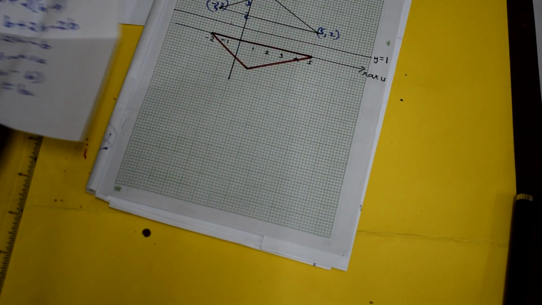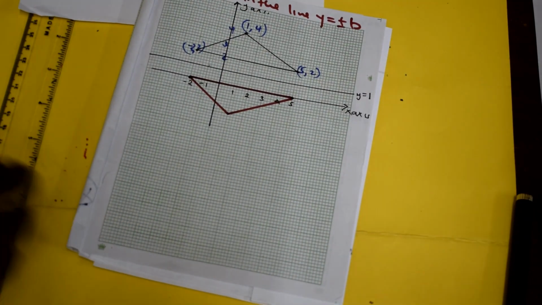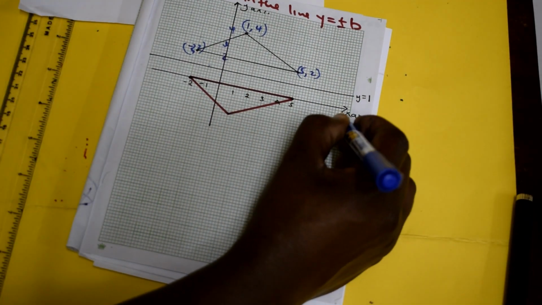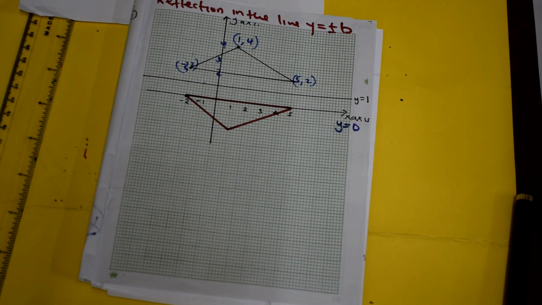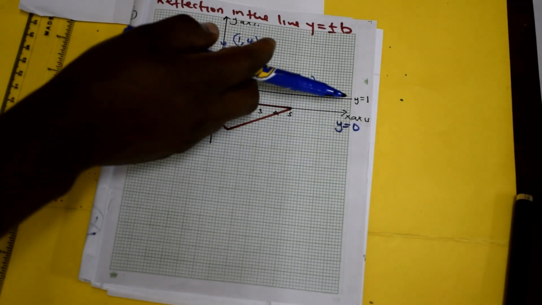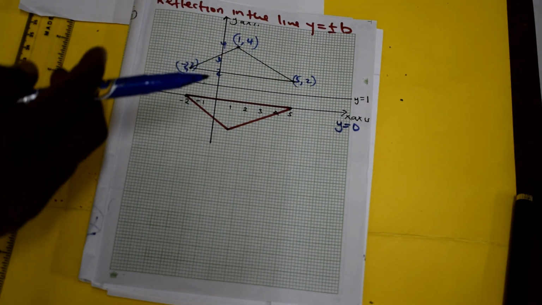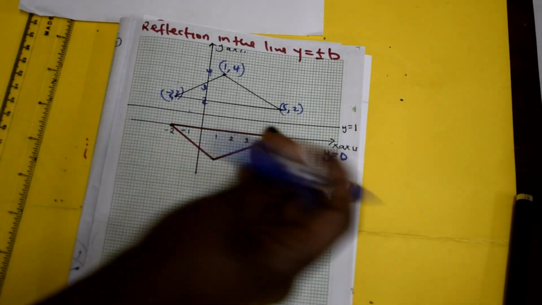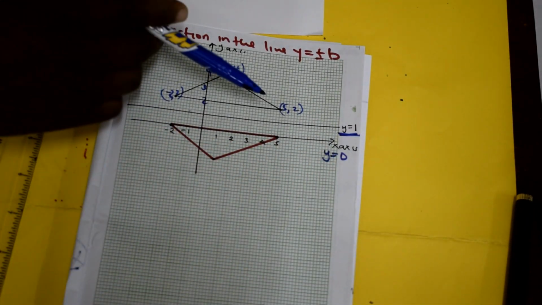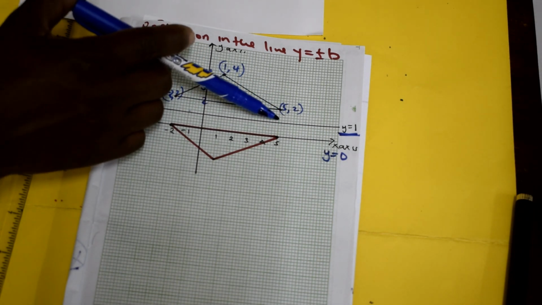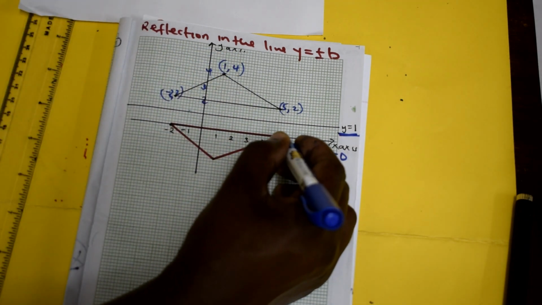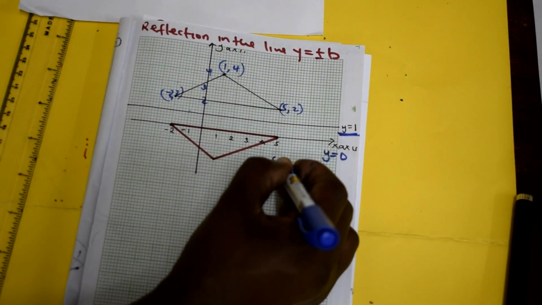Second, let's see a reflection on the line y equals, remember the x-axis was the line y equals 0. So we can also have this line at any other point. For example, now we have a reflection along the line y equals 1. So y equals 1. So what happens? We have said the distance is equal, so this is just 1 unit, so this point will be (5, 0), (5, 0).